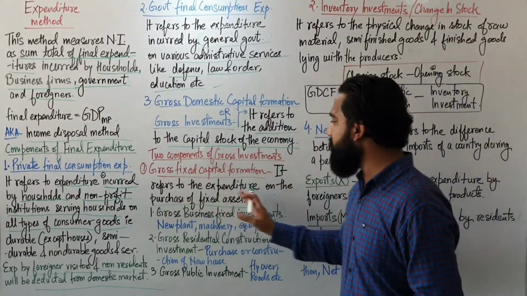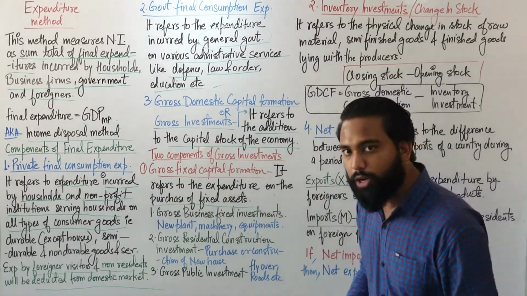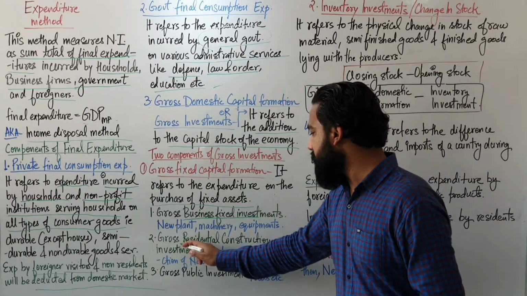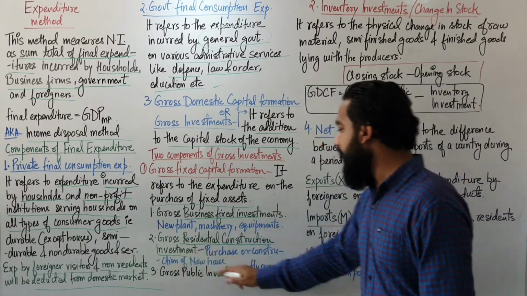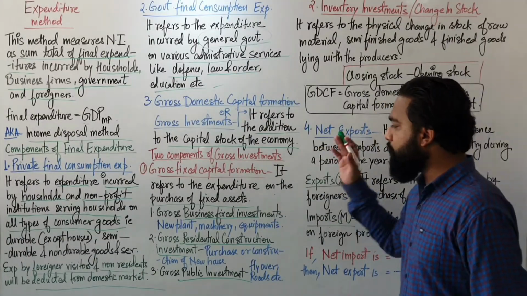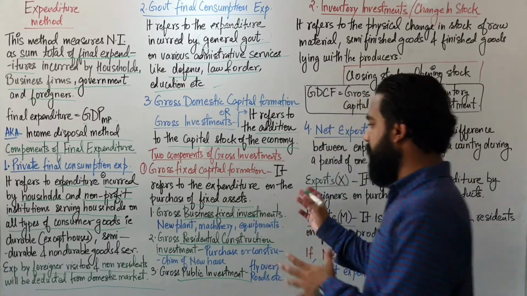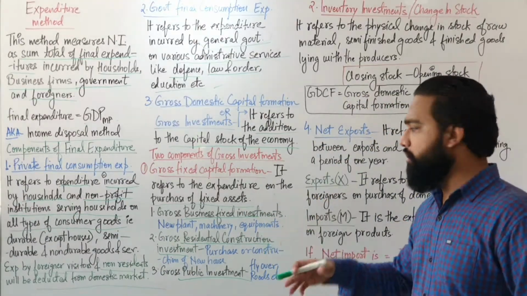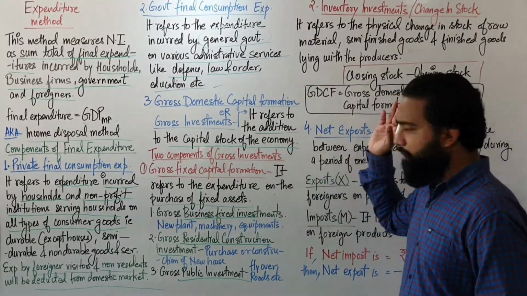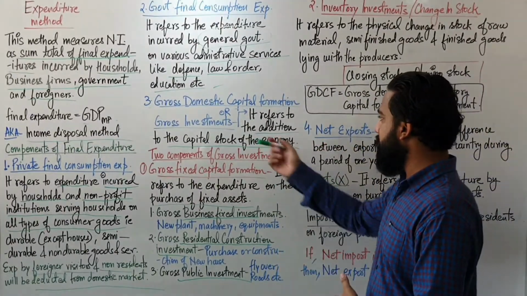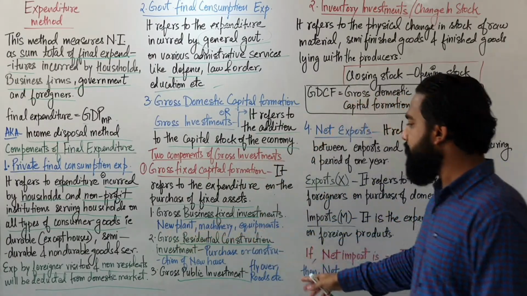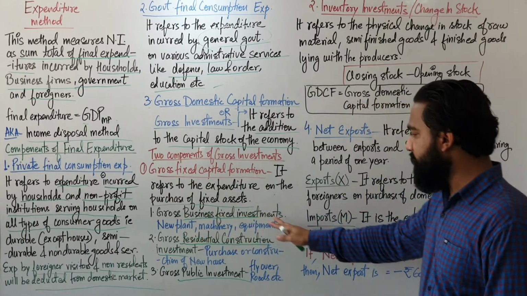Now students, this gross fixed capital formation has 3 more components: gross business fixed investments, gross residential construction investments, and gross public investments. Gross business fixed investments include all the new plants, new machineries and new equipments which you have bought for your additional capital stock.